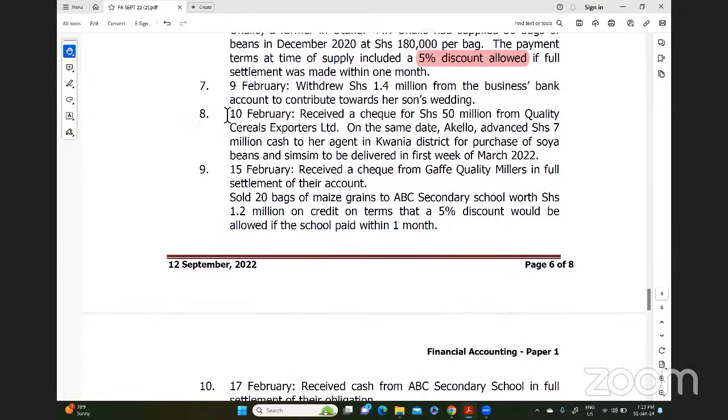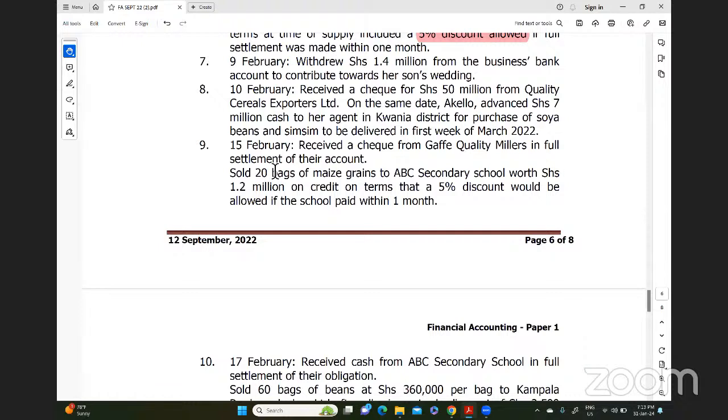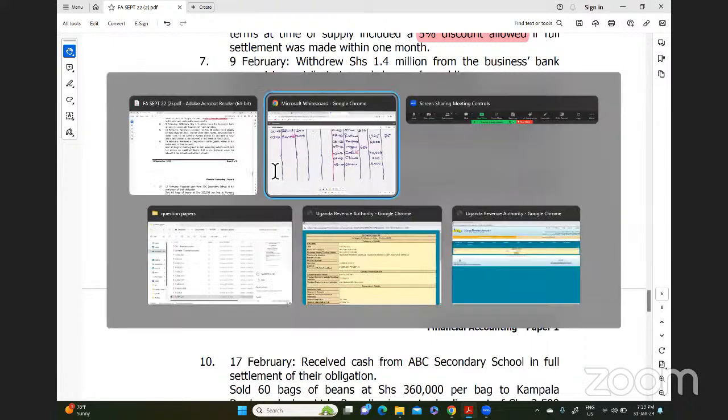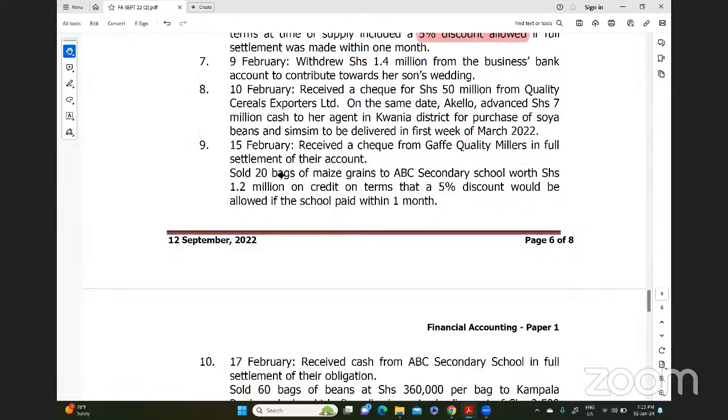On 9th of Feb, she withdrew shillings 1.4 million from the business's bank account to contribute towards her son's wedding. Now this is a drawing, not so? Yeah, it is a drawing. Business resources put to personal use. 1.4 million. That is on 9th Feb.